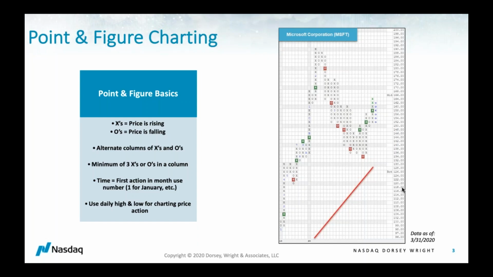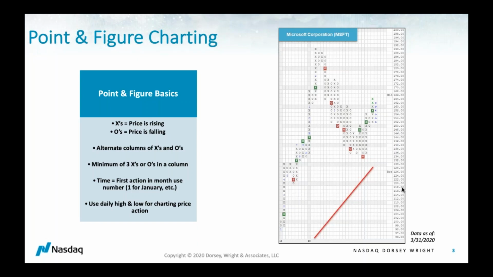When you're looking at this chart, you see on the right-hand side, on the y-axis, numbers indicating the price of Microsoft. As the X's move up, it's indicating that demand is in control and taking the price of Microsoft higher. On the flip side, O's indicate that price is falling. So we always have alternating columns of X's and O's, never X's and O's in the same column. And we use what we call a three-box reversal method, which simply means a minimum of 3 X's or 3 O's in a column.